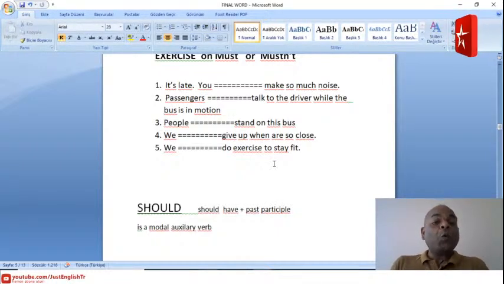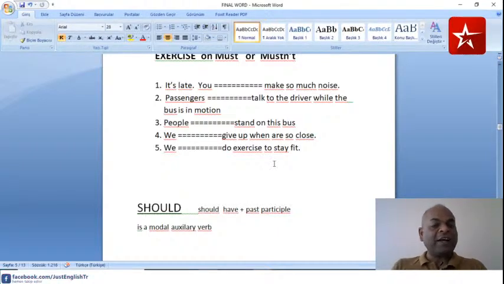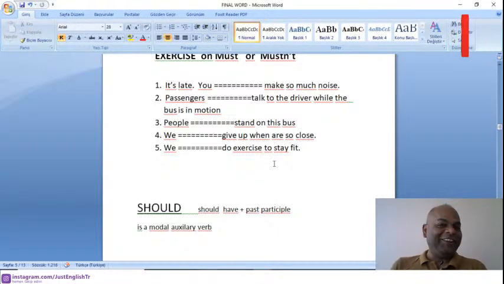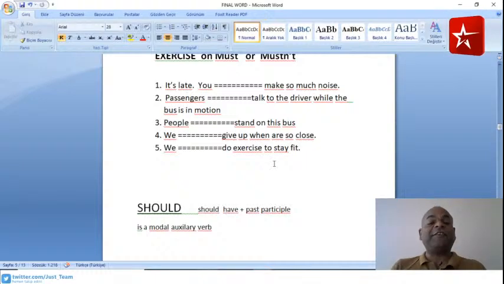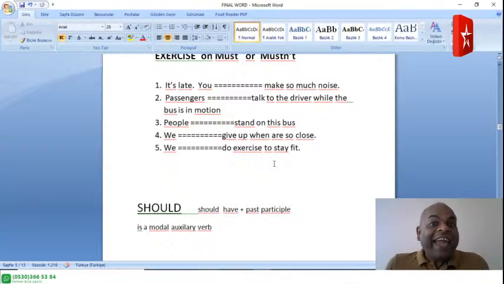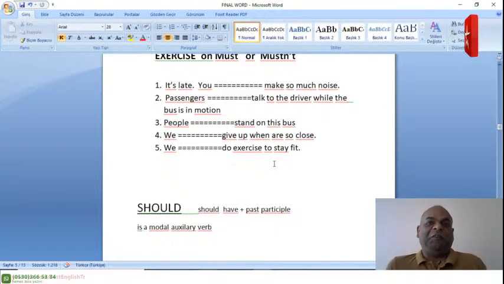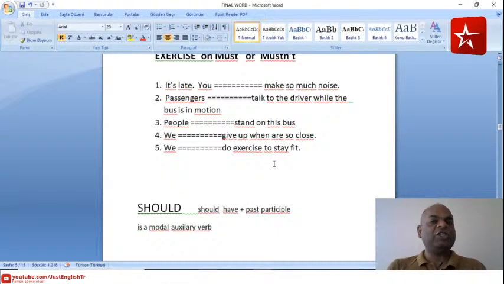Number 5, we dash exercise to stay fit. Now, what is it? Yes, clearly it's must. We must do exercise to stay fit. Sometimes there are people who don't want to exercise. One of them is here, me. I don't feel fit, but definitely, to stay fit, you must do your exercise.